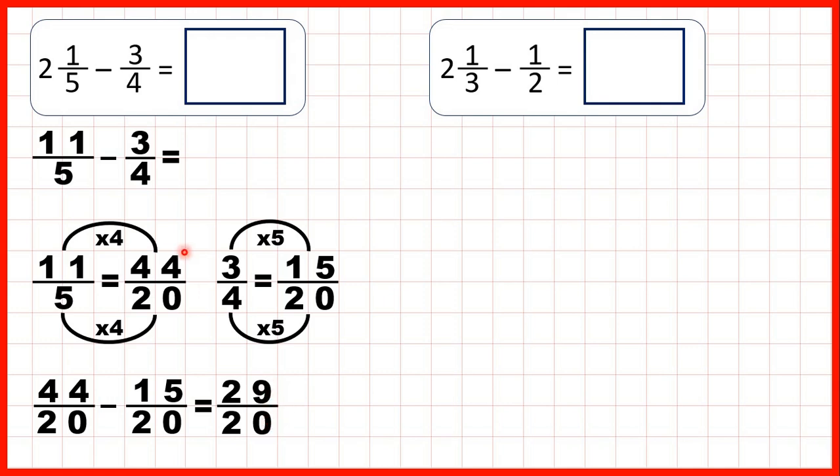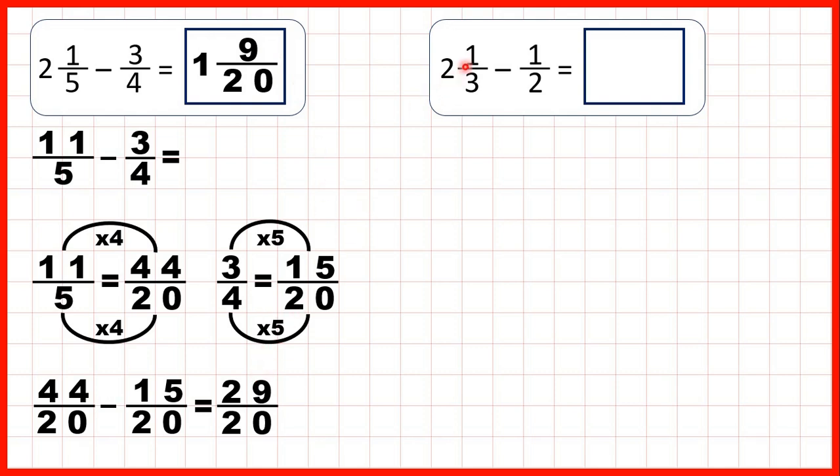But we can turn that back into a mixed number by dividing. 29 divided by 20 is 1 remainder 9, and the denominator stays the same, so that's 1 and 9/20. And we can check: 1 times 20 is 20, plus 9 is 29.